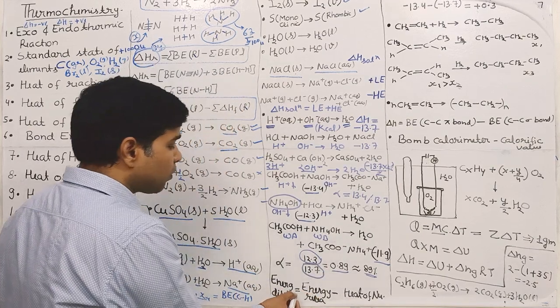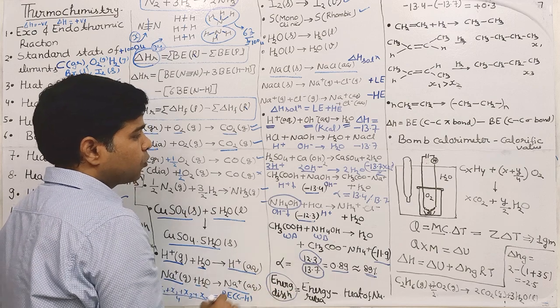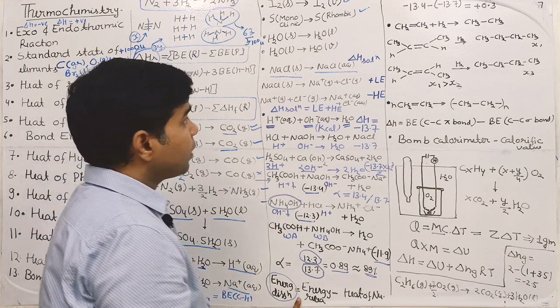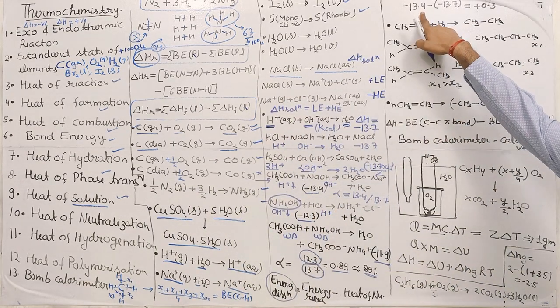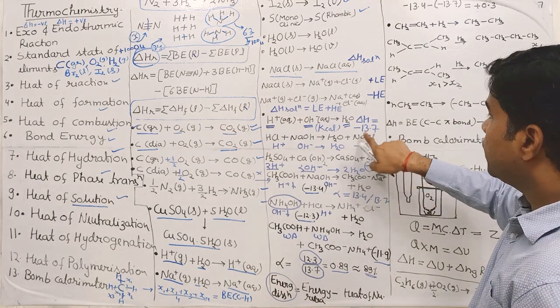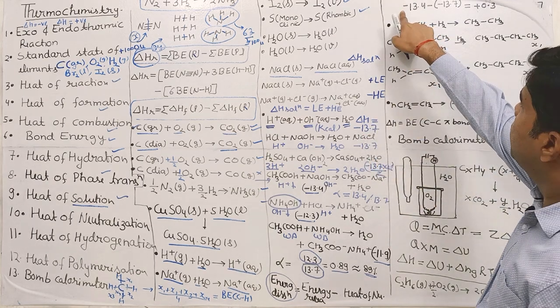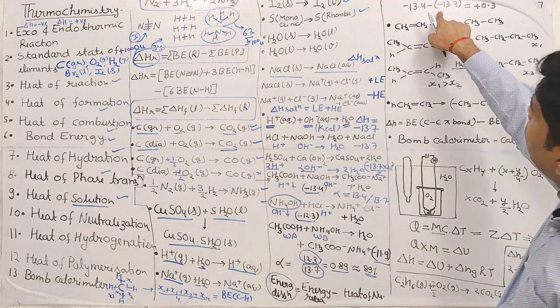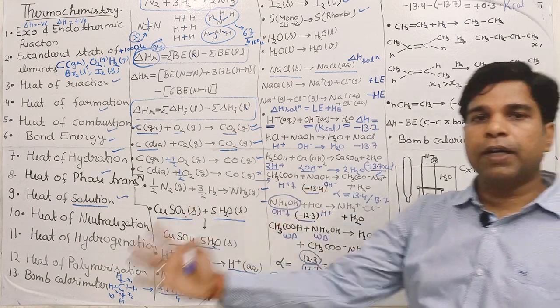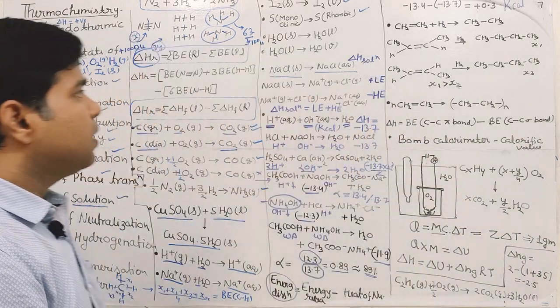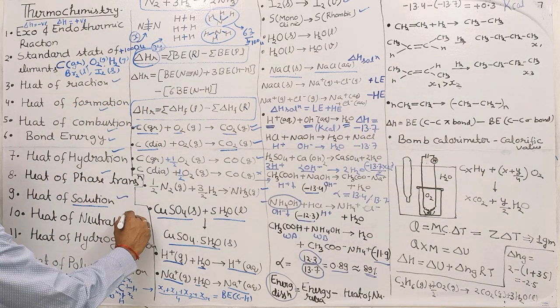Suppose I want to calculate the energy required for the dissociation for this example. Then you check what is the energy release. Energy release is 13.4, and the heat of neutralization is minus 13.7. Energy release minus 13.4 minus of minus 13.7. Then how much energy do we have to supply? We have to supply 0.3 kilocalorie to dissociate CH3COOH 100%. Then next we have the heat of hydrogenation.